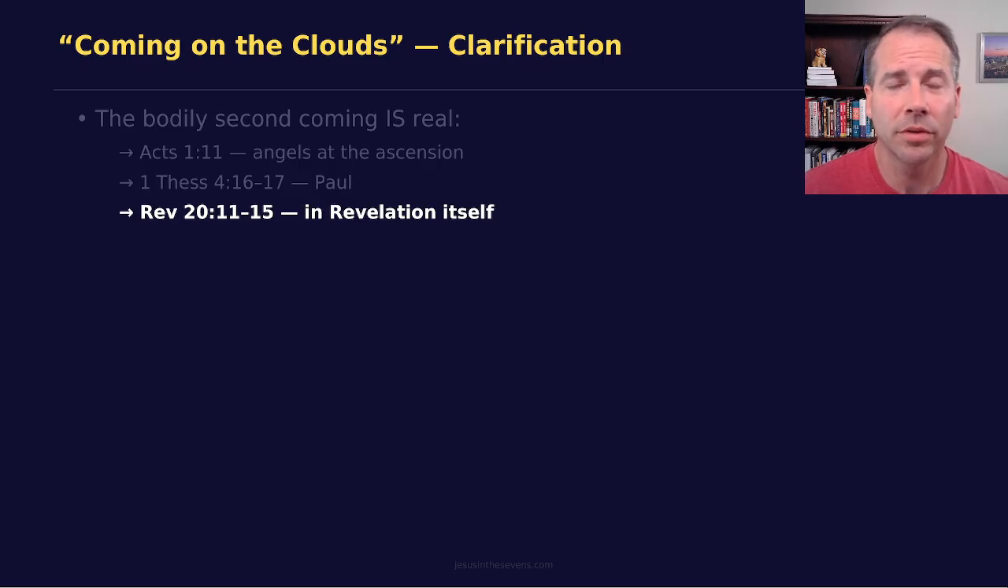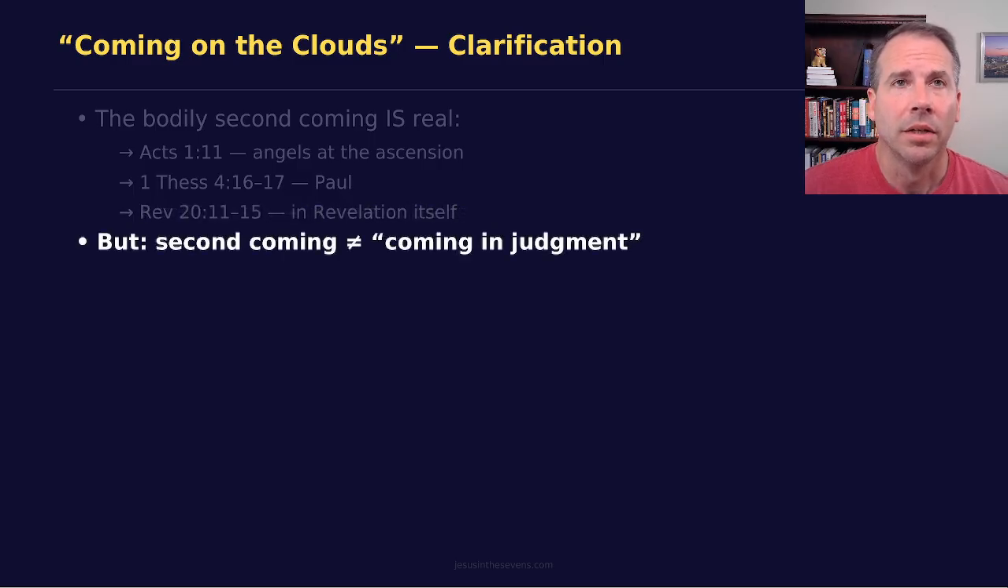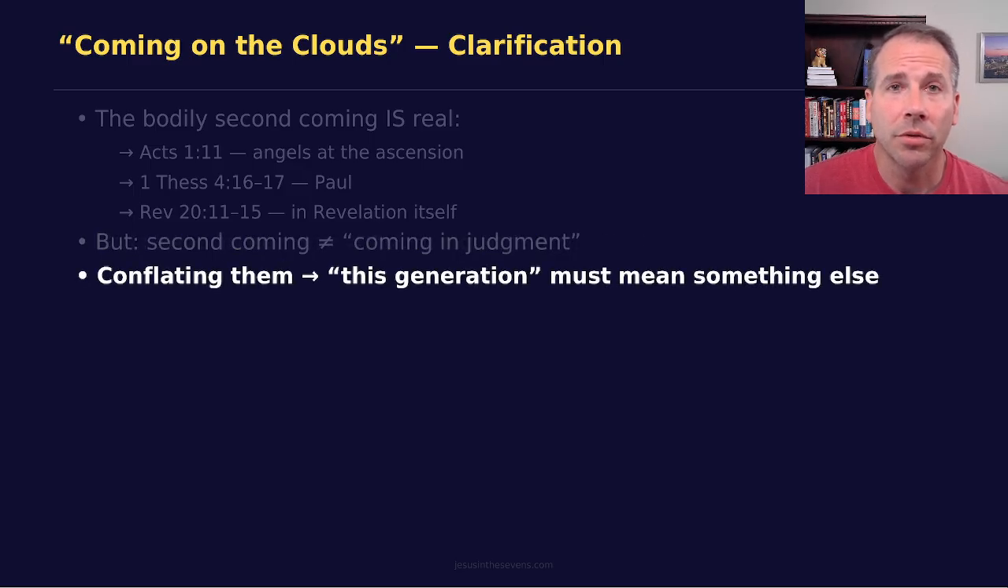And Revelation has proven prior to chapter 20 to be very capable of providing a lot of explicit references or pictures of Jesus doing things. And so to me, that absence is noteworthy there. But in any case, coming on the clouds doesn't have to mean the second coming. So the second coming does not equal coming in judgment. Those are two different things. And if we get them confused, we're going to be confused in our interpretation.